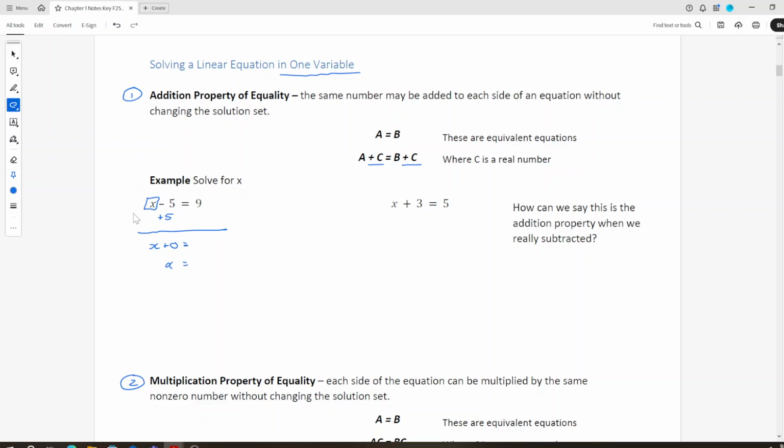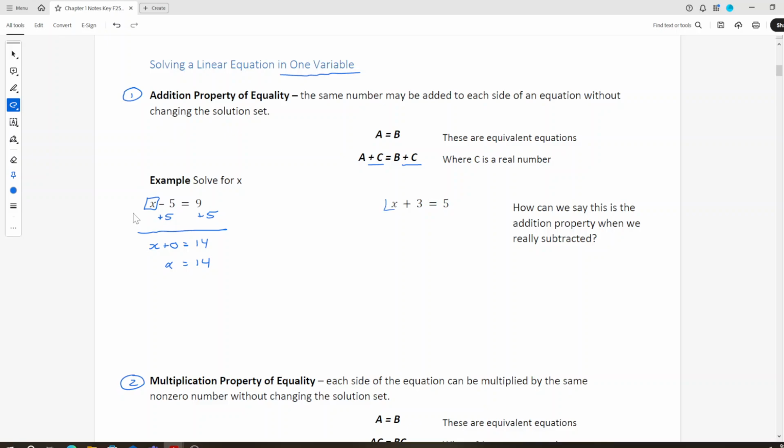But I'm not allowed to just add 5 to one side because I haven't kept my equation equal. So what I do to one side, I also do to the other. And I would end up with 9 plus 5 is 14. So I end up with x is equal to 14. So this is the addition property of equality. I'm allowed to add whatever I want to one side of the equation, as long as I do it to the other side as well. If I was to check this, if I was to plug in 14 for x, 14 minus 5 is 9. Left side is equal to right side. I'm good to go. So what about this one?